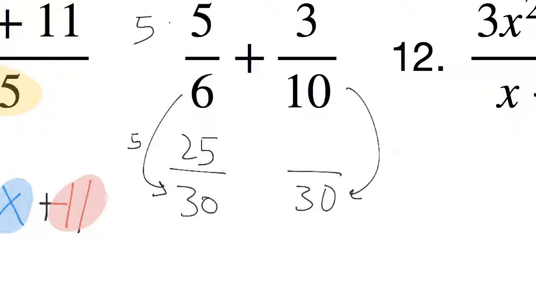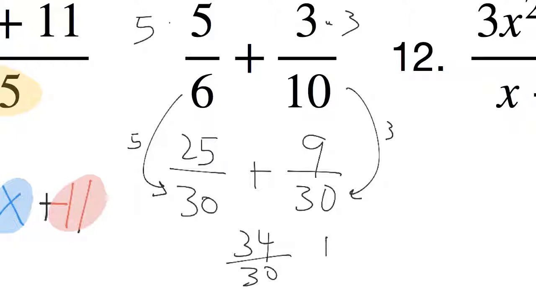Multiply 10 by 3, so therefore multiply 3 times 3 to get 9. Now you can add these fractions once the denominators are like. So we've got 34 over 30, and then you can even simplify a little bit to get 17 over 15.